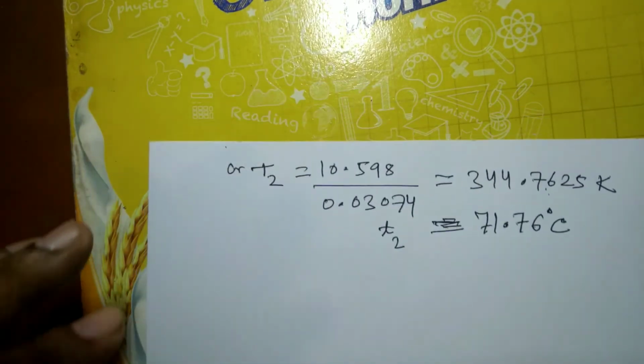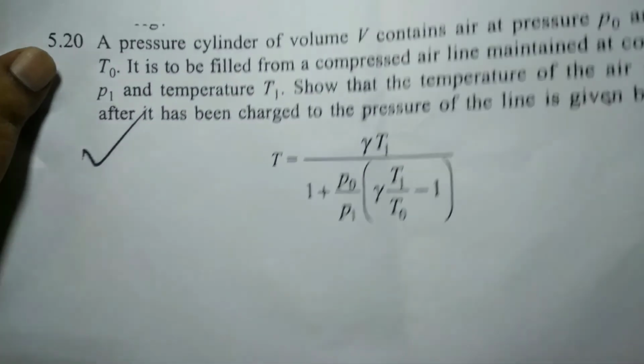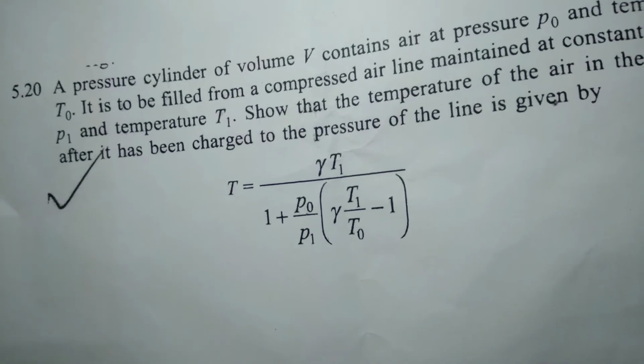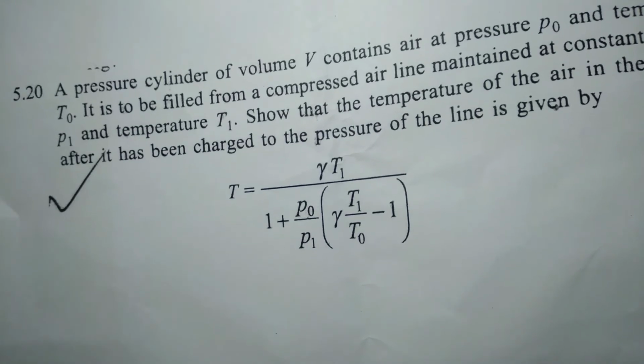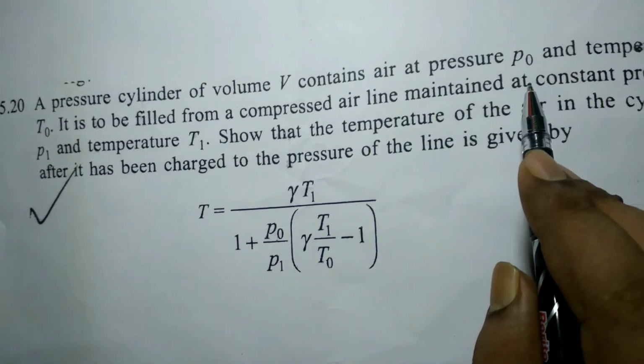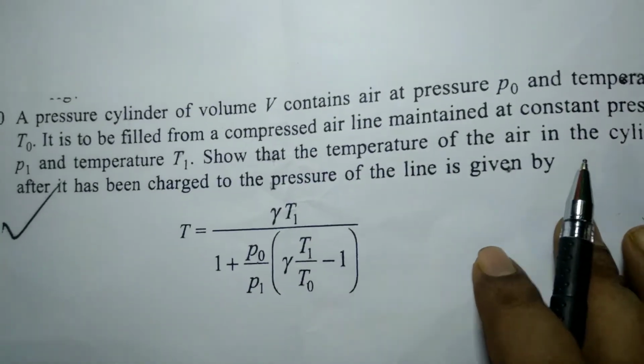So now we'll discuss problem number 5.20. A pressure cylinder of volume V contains air at a pressure P0 and temperature T0.